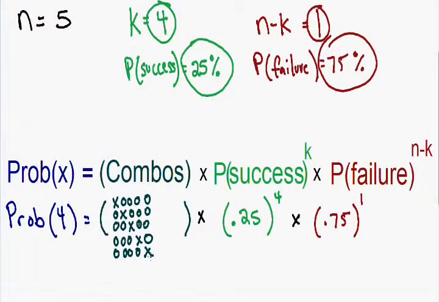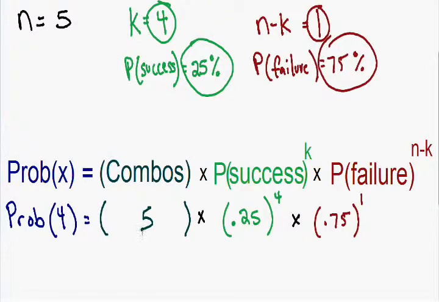So now let's count how many combinations we have. We have 1, 2, 3, 4, 5. We have 5 different combinations where the student gets 4 questions correct. So in our parentheses, our total number of combinations, we can put the number 5.